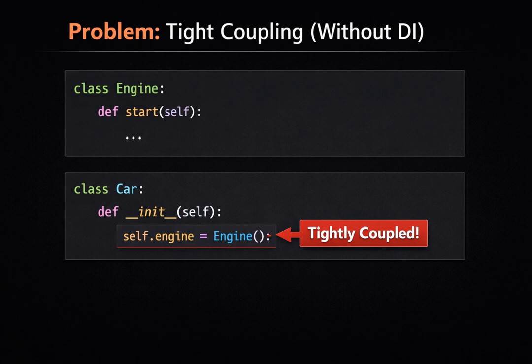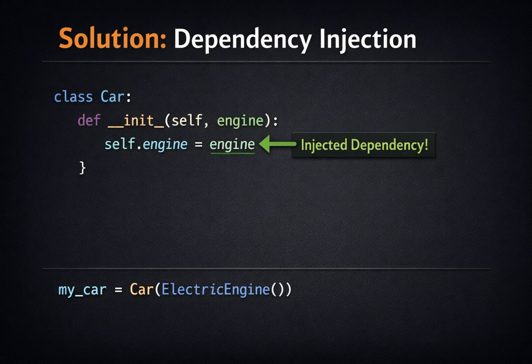Let's look at a Python example to illustrate the problem that DI solves. Here, our car class directly creates an engine object. This means car is tightly coupled to engine. If we wanted to use a different type of engine, say an electric engine, we'd have to modify the car class itself. Now, let's refactor this using dependency injection, specifically constructor injection.